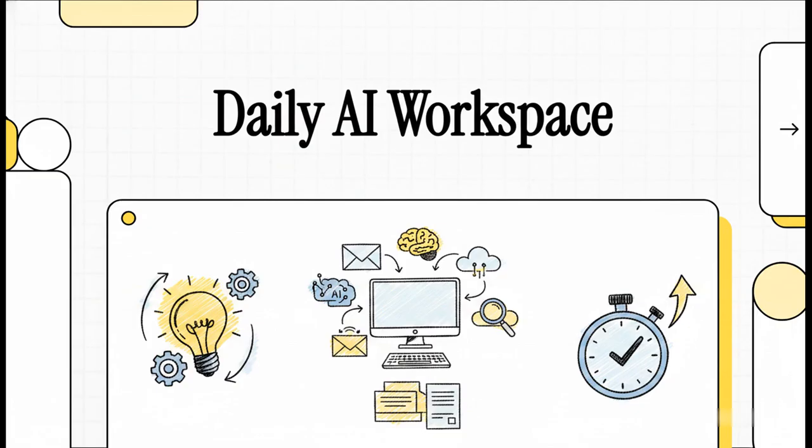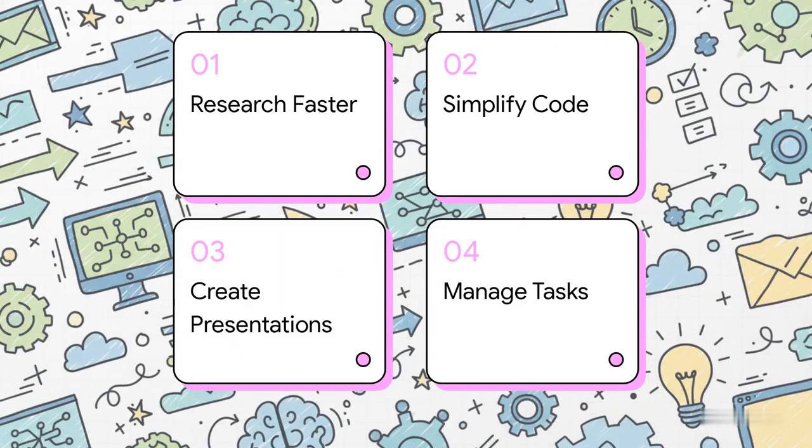All right, let's just dive right into it. To help you manage your time effectively, this explainer is organized as a step-by-step guide to your daily workflow. We'll be looking at researching faster with Scholar GPT, simplifying code with Code Tutorial, creating presentations with Gamma AI, and managing multi-step tasks with Agent Mode. Basically, we're moving from academic research to coding, presenting, and finally automating your everyday errands.